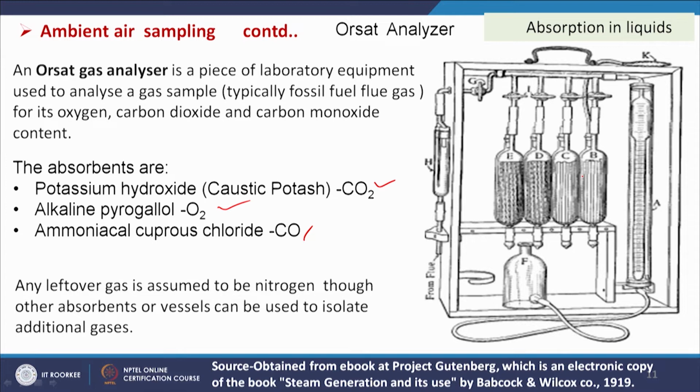So, selective absorption is possible, like say potassium hydroxide, if we use it in any one of them, carbon dioxide will be selectively absorbed, and then alkaline pyrogallol will selectively absorb oxygen, and ammoniacal cuprous chloride will absorb carbon monoxide. So, other solvents can be used for the determination of other expected gas components, otherwise we will consider the remainder as nitrogen. So, this is one way we can do the analysis of the gas, but the accuracy is not that high in that case.